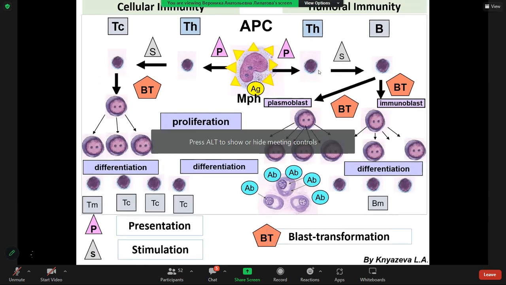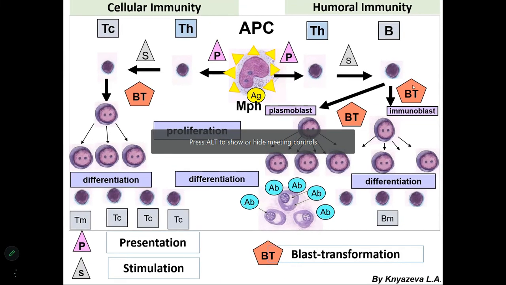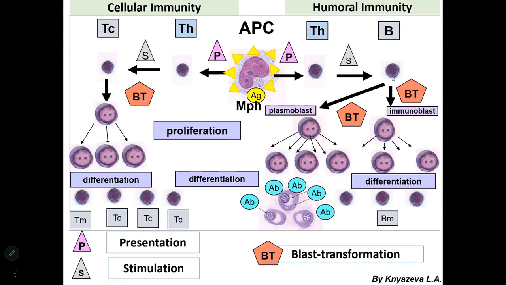T helper cells stimulate B blast transformation when B lymphocyte becomes B lymphoblast, with typical view of lymphoblast with multiple nucleoli. And after this, becoming differentiating into plasma cells that produce antibodies with all the typical features typical for plasma cell.